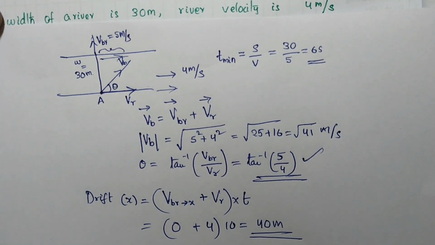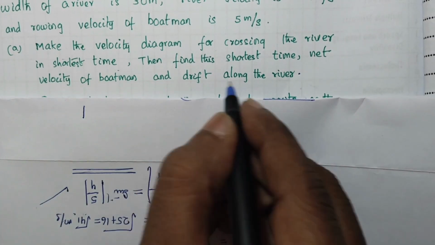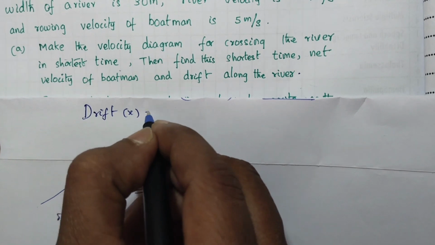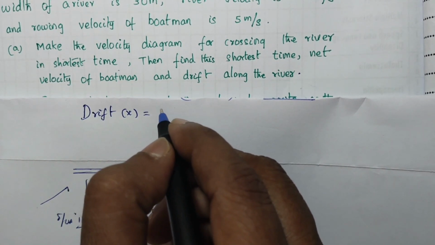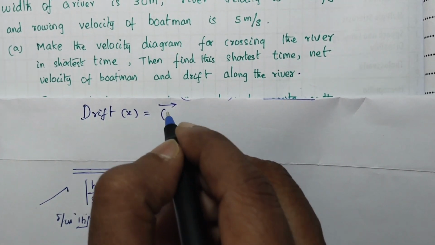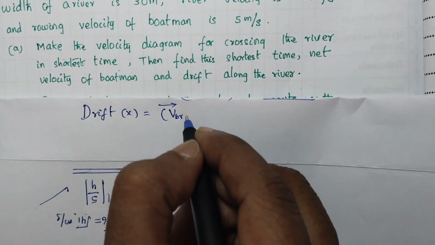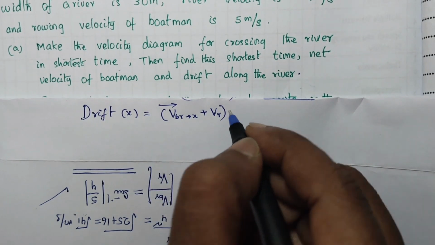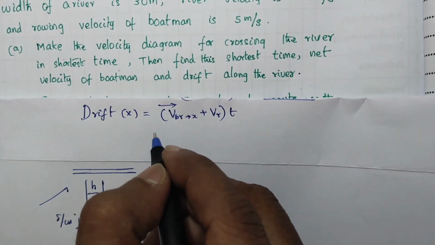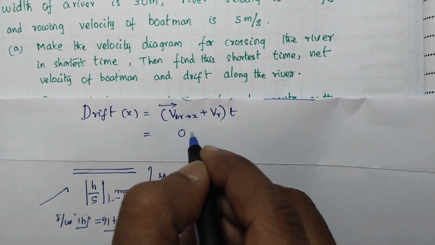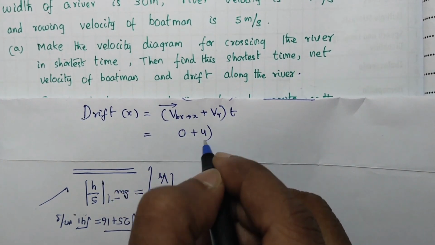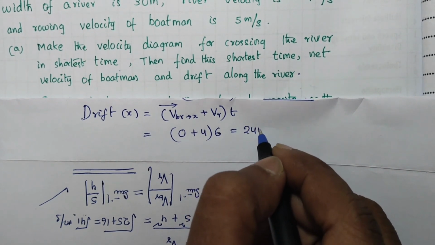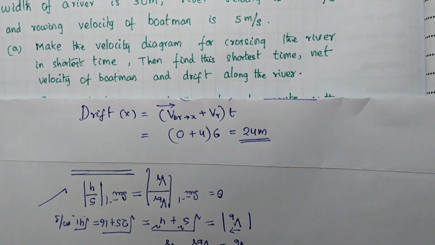Okay. This drift is asked along the river. Along the river, x is equal to how much? In the x-axis direction, the velocity of the boat in the x-axis direction plus the velocity of the river, into the time t. That is equal to, this is 0, this one is 4, and this one is 6. That is equal to 24 meters. This is the drift.